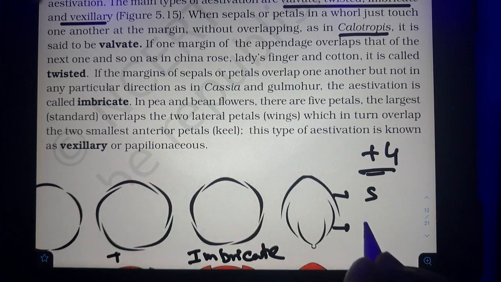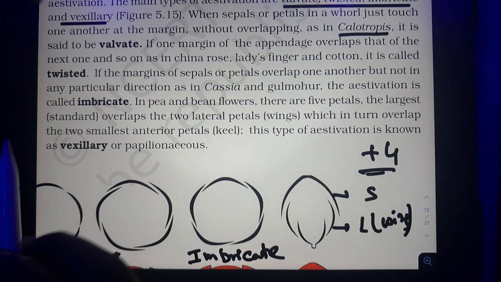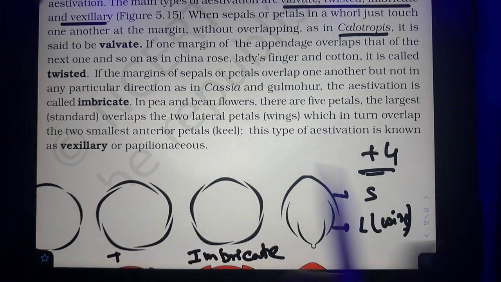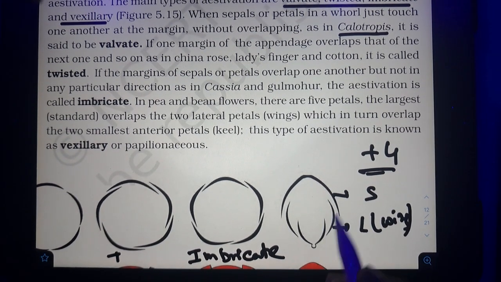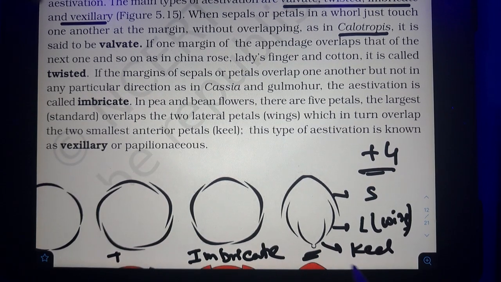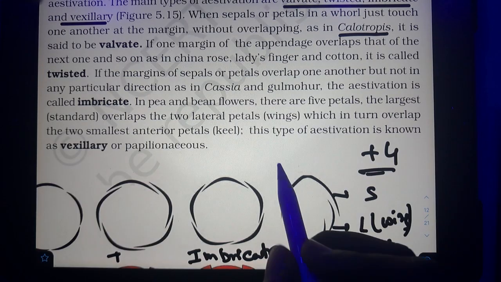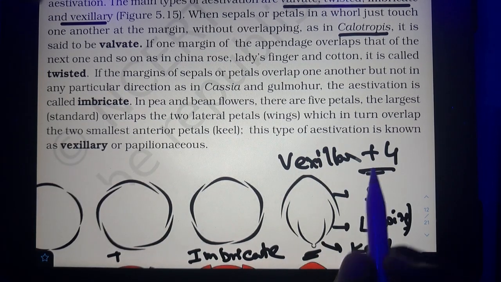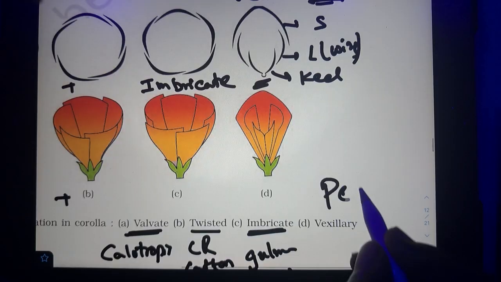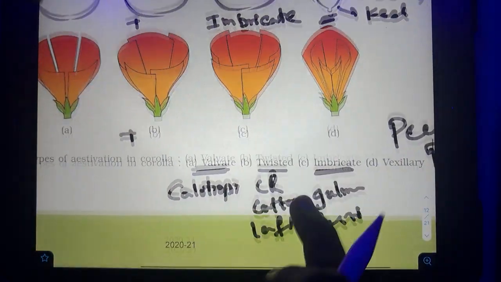These lateral petals are known as wings, which in turn overlap the 2 smallest anterior petals. These wings overlap the ones known as keel, the 2 smallest anterior petals, which are fused, as you can see here. This type of estivation is known as vexillary. Examples are pea and beans.